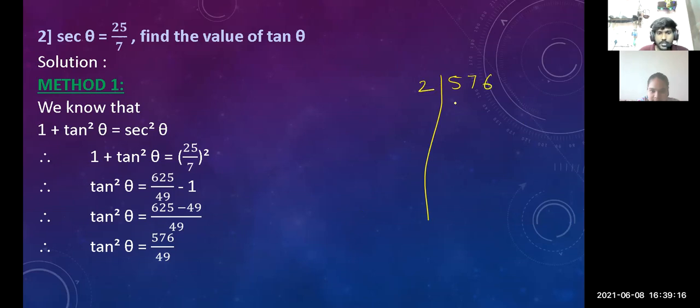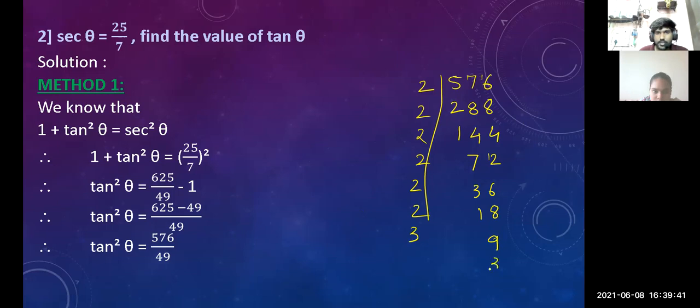576 can be divided by 2. So 2 2s are 4, 2 8s are 16, 2 8s are 16. So 2 1s are 2, 2 7s are 14, 2 2s are 4, 2 3s are 6, 2 6s are 12, 2 1s are 2, 2 8s are 16, 2 9s are 18, 3 3s are 9, and 3 1s are 3. Pair it.